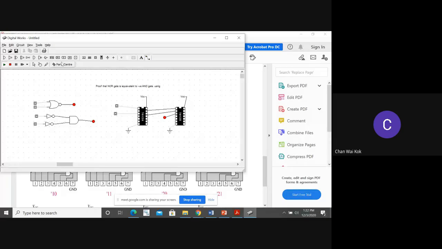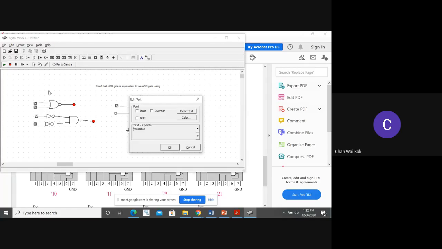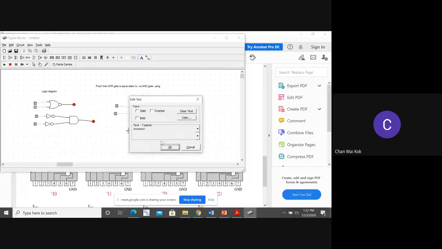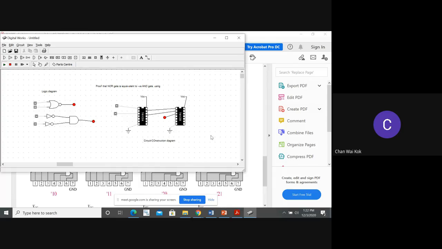So this is the logic diagram, and this is the circuit or construction diagram. Okay, so it is proven using the truth table. Okay, clear?